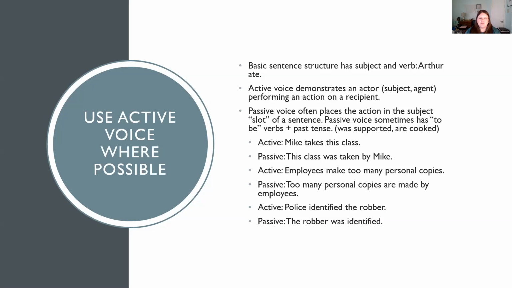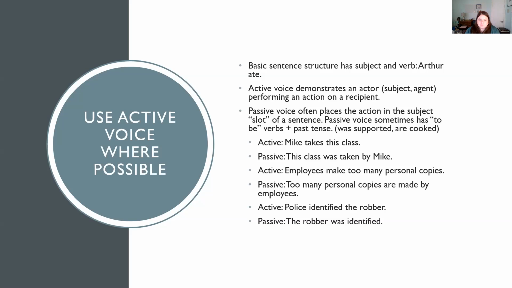So an active sentence would be Mike takes this class. A passive example would be this class was taken by Mike. You could also, going back and discussing past tense, if you say something like Mike took this class, that's still active, right? It becomes problematic whenever you say this class was taken by Mike, because Mike is the actual actor in the sentence, and you take him out of that subject slot and move him into the end. So it takes away the focus of the person who's actually doing the action.